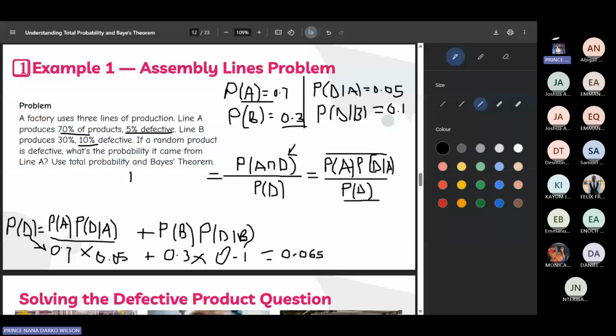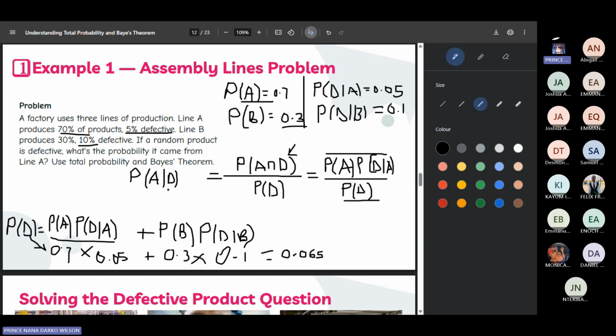In other words, the probability of you picking a product from line A, given that it is defective, which is the probability of A given defective, like so. That is what we are currently calculating for. And that's what you can see here. It's just the same as what we learned when we were doing conditional probability.